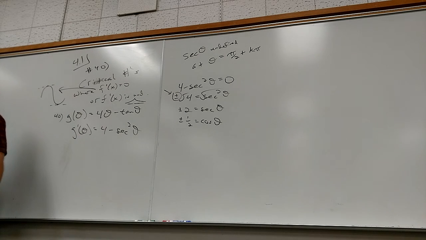I know cosine better than secant, so why not write it in terms of cosine? Of course you could do that. I just flipped both sides. And where's cosine equal to 1/2? Here's how I know it.